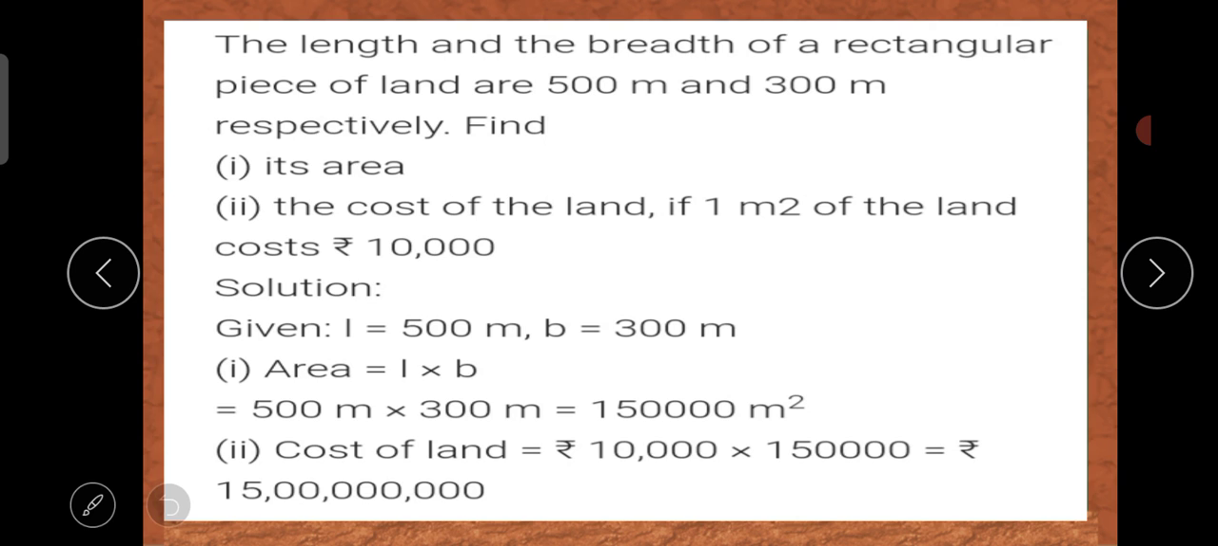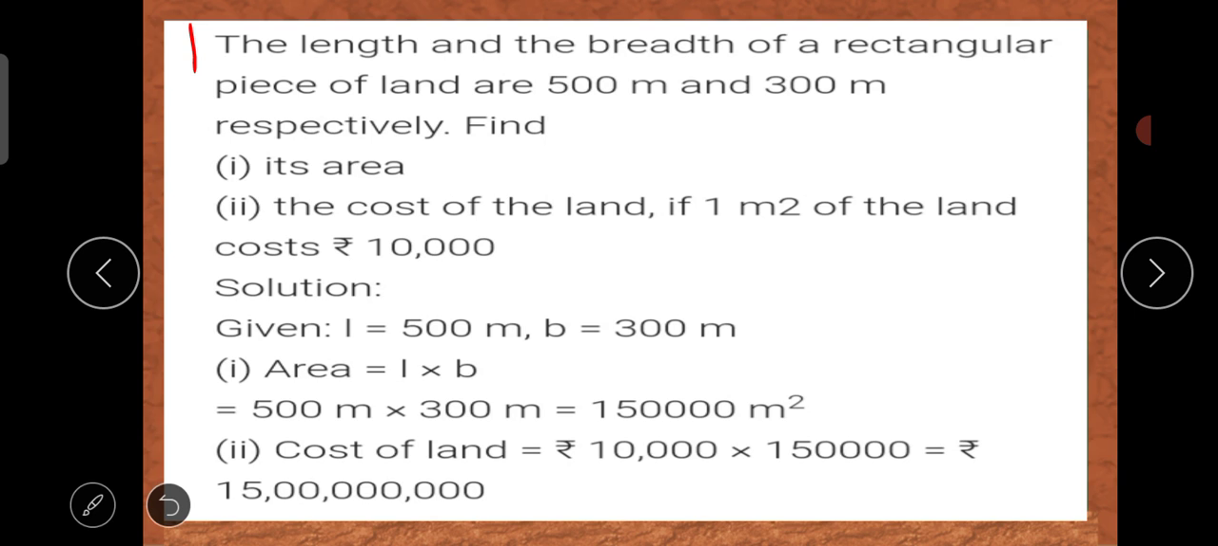See the first question. This is question number 1. The length and the breadth of a rectangular piece of land are 500 meters and 300 meters respectively. You have to find its area and the cost of the land if 1 square meter of the land costs 10,000. So two questions you have to solve. First one, what is given here?